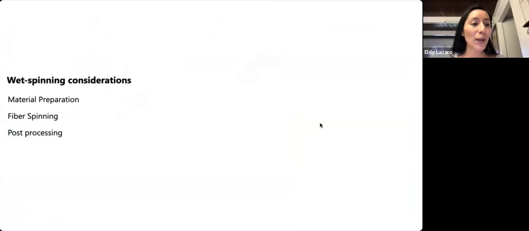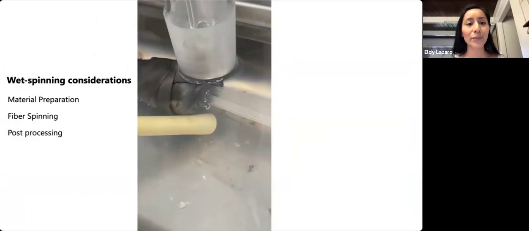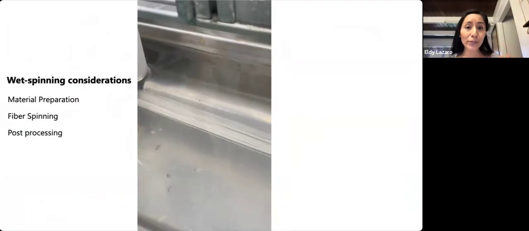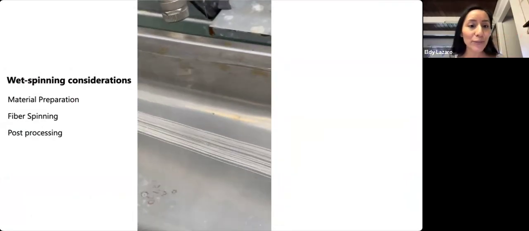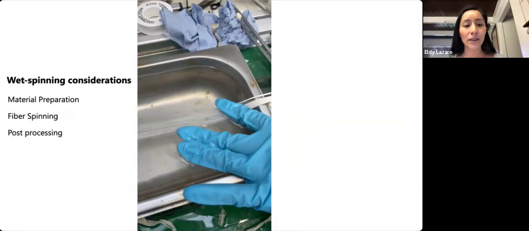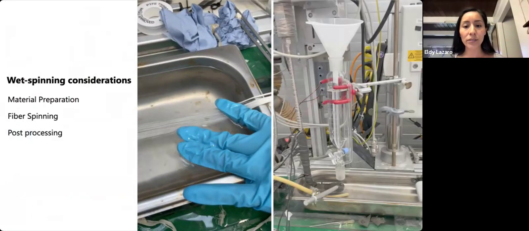Something that I learned in this spinning process, which is called wet spinning because the material is spun under a bath, is that we need to know a lot about material preparation, a lot about how fibers are spun, and processing. So this is just a sneak peek of how it looks when the gelatin is being extruded through this nozzle. There are about 150 gelatin fibers being produced or spun.